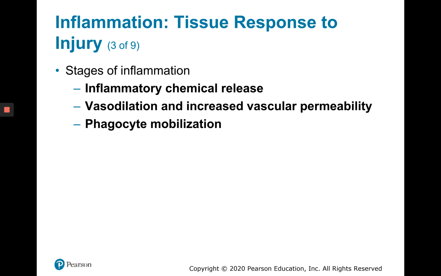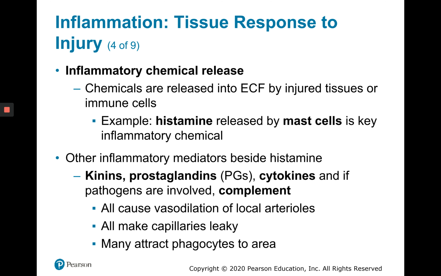Well, it all begins with our chemical release, this kind of chemical emergency signal, because that's what sets the stage for inflammation, this inflammatory chemical release, as well as vasodilation and increased vascular permeability, followed by phagocyte mobilization. So let's look at those in detail. So what sets the stage for inflammation is our chemical alarm, our chemical release. These are inflammatory chemicals, which makes sense, they're promoting inflammation.